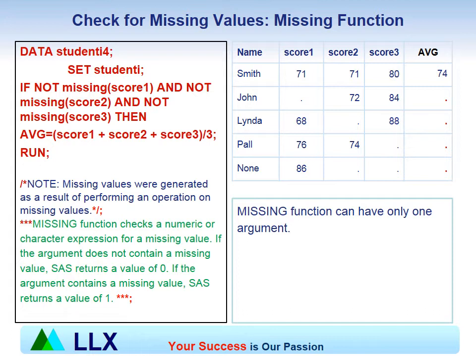The meaning of the syntax on the page is: if the variable score1 is not missing, and the variable score2 is not missing, and the variable score3 is not missing, then find the average of the 3 variables by dividing their sum by 3. Since there is no else statement specifying what happens if one of the variables is missing, it simply results in a missing value. What the missing function does is check whether or not there is a missing value within a character or numeric expression. This is useful for identifying which observations contain missing values.